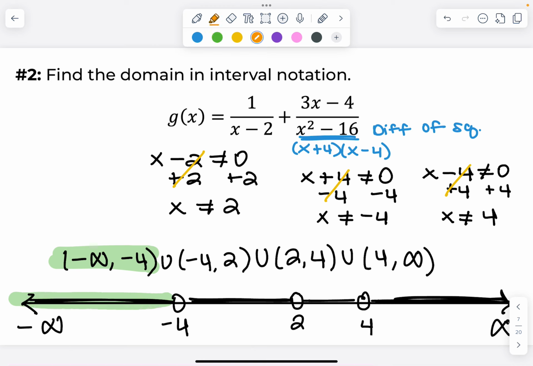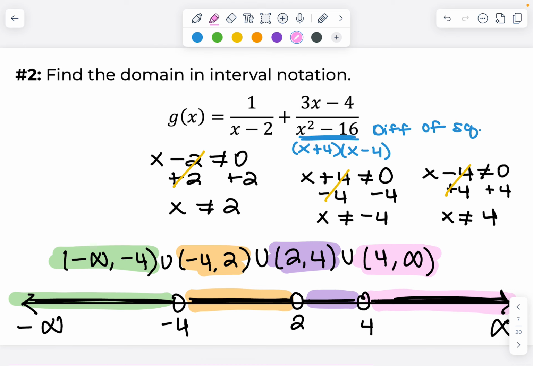Okay, this portion goes with this portion of my number line. This portion goes with this portion of my number line. And this portion goes with this portion of my number line. Okay. So again, you do not have to by any means do the number line for these problems to help you write it in interval notation.